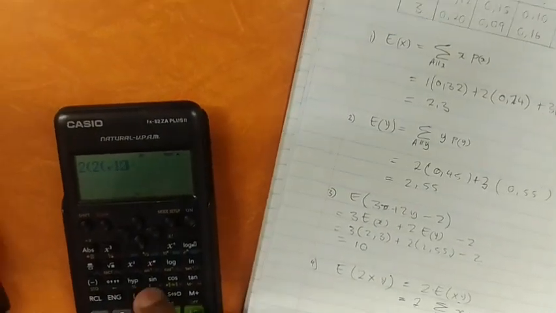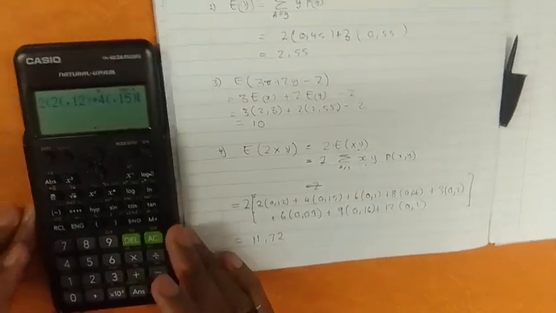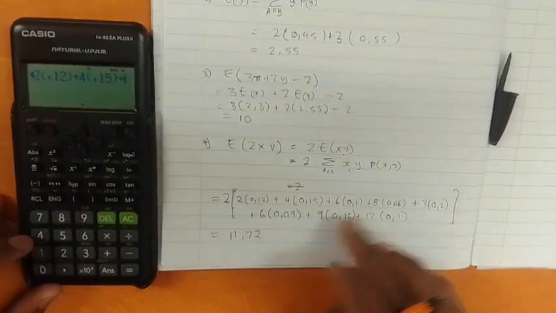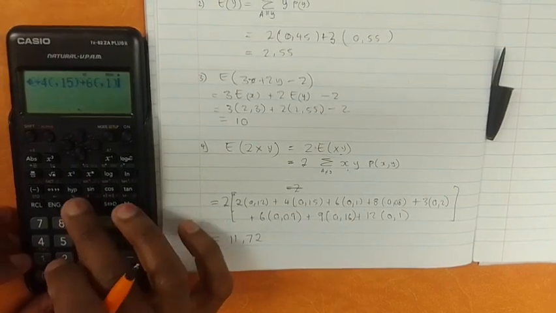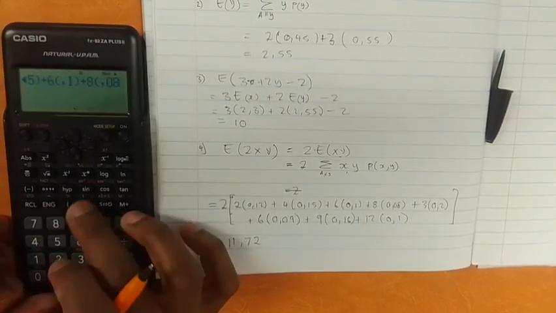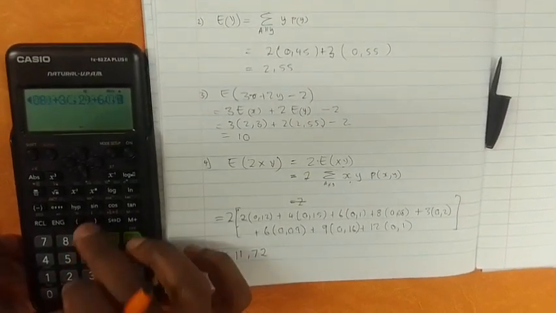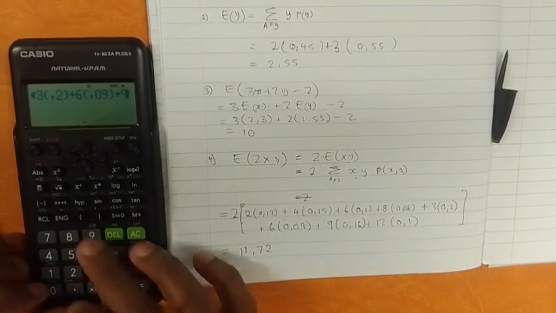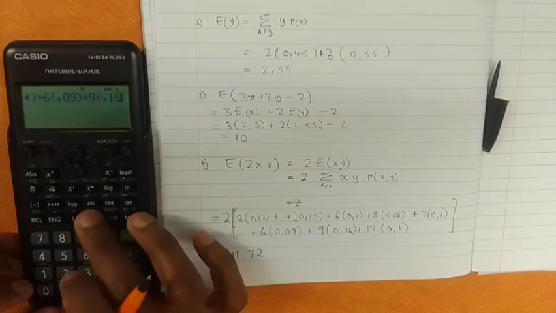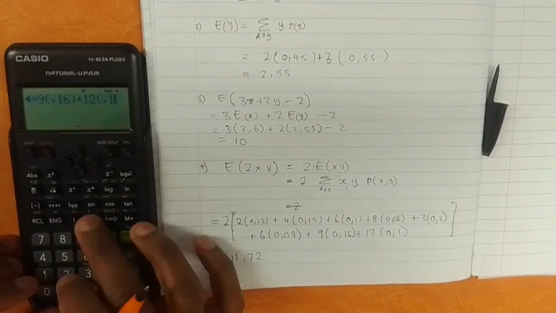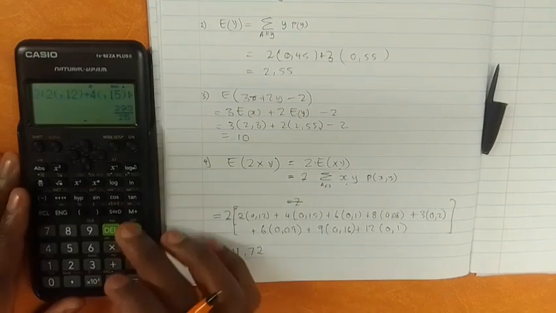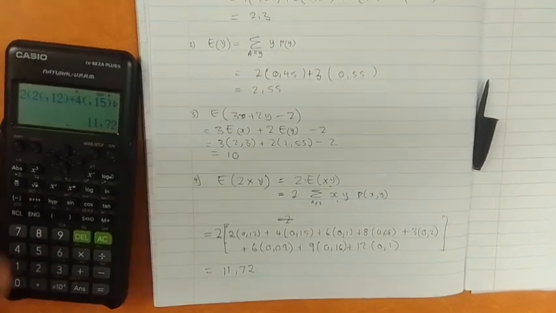It's 2 into 2 by 0.12 plus 4 into 0.15 plus 6 into 0.1 plus 8 into 0.08 plus 3 into 0.2 plus 6 into 0.09 plus 9 into 0.16 plus 12 into 0.1, and all this multiplied by 2, it must be 11.72. And there we go. Now number 5 says calculate the variance of x.